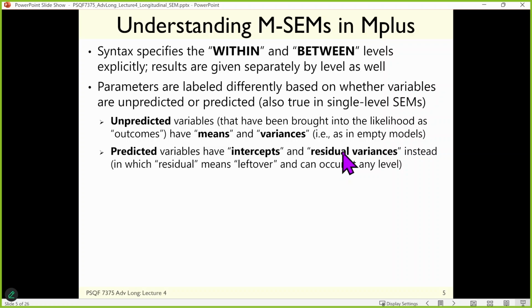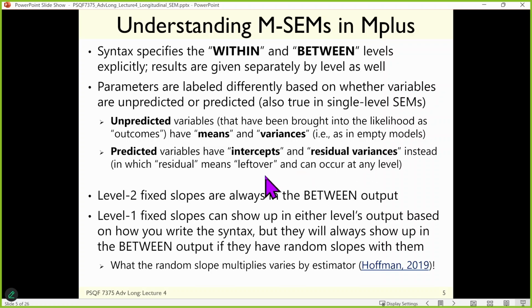Now, their version of residual means left over. So this gets confusing when you see residual variance on the within model and you're thinking, yes, level 1 variance is residual, I'm good. But then you see residual variance as part of the level 2 model. It isn't, it's just leftover. It means leftover random intercept variance is level 2 residual, or leftover random slope variance is level 2 residual. So that gets a little bit tricky.